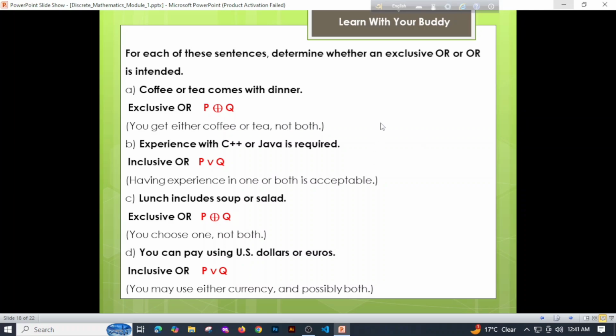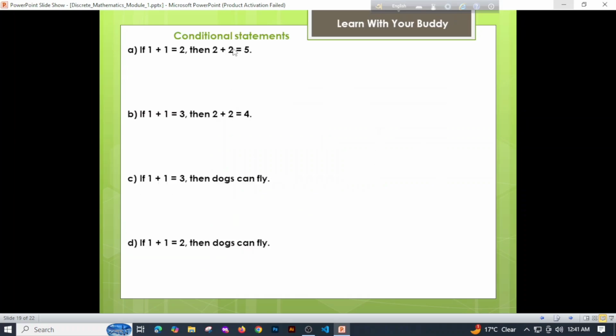After that we have conditional statements. Now let's see what it is. If P then Q, P implies Q, is false only when P is true and Q is false. In other cases it is true.